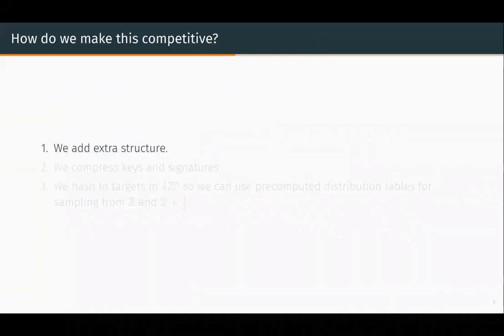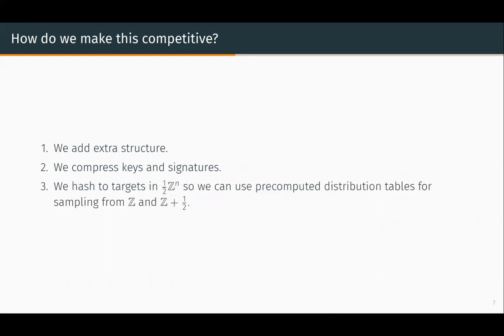What are the steps? So first of all, we had to add extra structure to the integer lattice. And so we add a ring structure to it, and that makes everything better. We also have some compression techniques we used on the keys and also on the signature. And last but not least, we hash two targets in half the integer lattice. And this allows us to use two samplers, the one for Z and one for Z plus a half. And this is quite a major improvement, because then we have a constant time sampler. You sample just from both, and then depending on which one you need, you actually use. So yeah, that gives quite a speed up in practice.